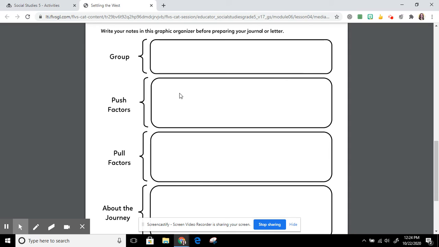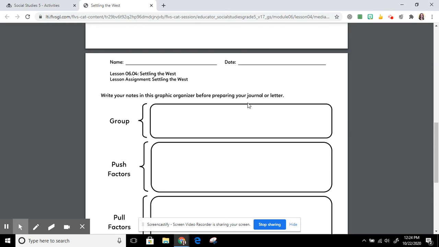So please don't just turn this paper in. You're only going to get half credit. You also need to write out your journal entry or your letter. Depending on which one you decide, you need to also submit that. I would also encourage you, or would like you, to submit this graphic organizer as well, so that I can see that you have planned out your journal or your letter. So please, when you are submitting your work, please submit the graphic organizer and your letter. And your letter can either be typed or handwritten. That's completely up to you.